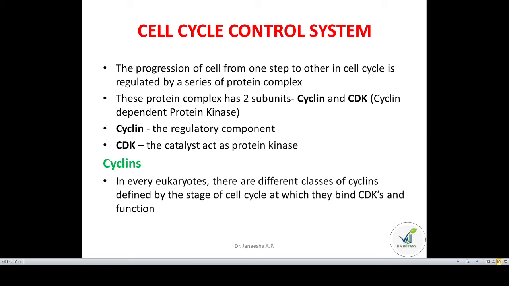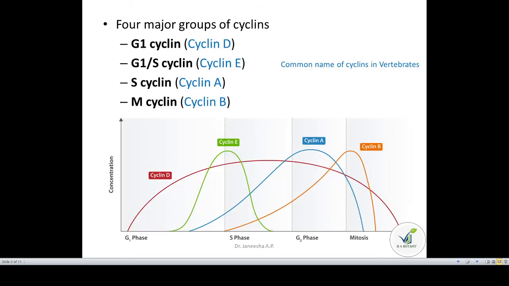In every eukaryote, there are different classes of cyclins defined by the stage of the cell cycle at which they bind CDKs and function. For controlling the cell cycle, the cyclin must bind with the CDK, and based on the stage at which these two bind together, the cyclins are categorized into different types. Mainly, there are four major groups of cyclins: G1 cyclin, G1/S cyclin, S cyclin and M cyclin.